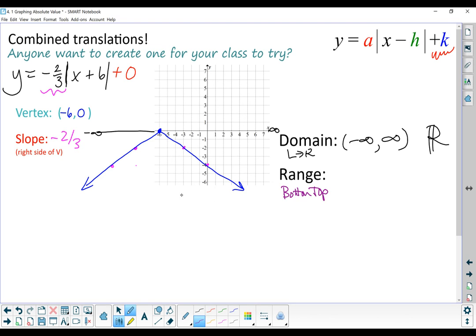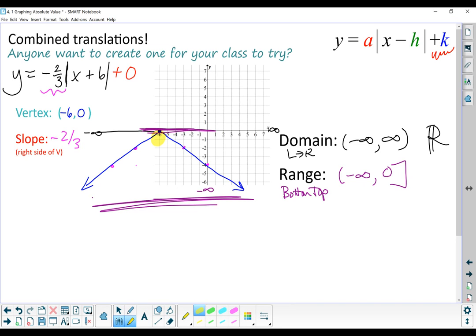So we would look at the lowest value. Now this is a little different from the other ones we did because the graph is extending downward on both sides. So our low value is negative infinity and our high value is up to 0. So sometimes people want to grab the -6 for the range.